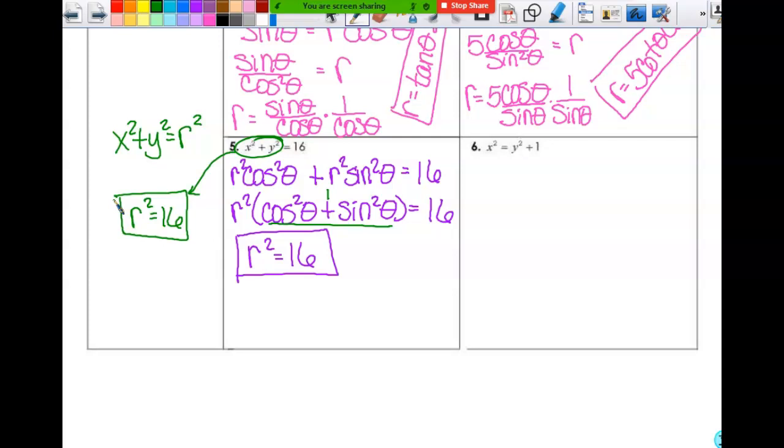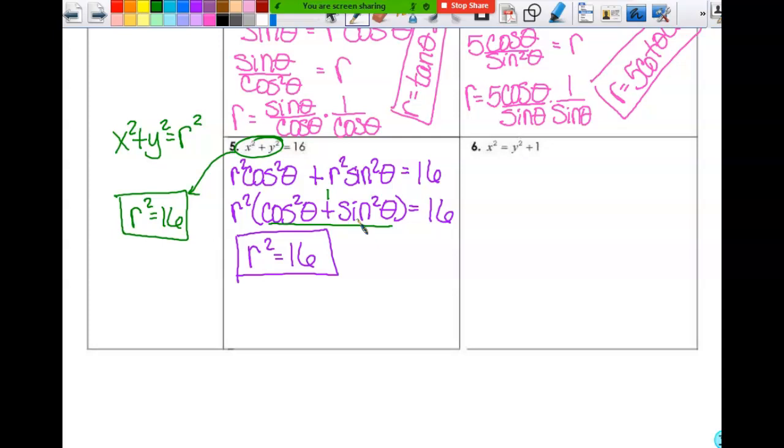But I wanted to take you through this way because I wanted you to see why that works. I mean, we could have done it this way or that way. You get the exact same answer because of this Pythagorean identity. Plus, you're not always going to be able to just substitute an r squared in there. So like if you look at number 6, can I just put an r squared for my x squared and y squared?